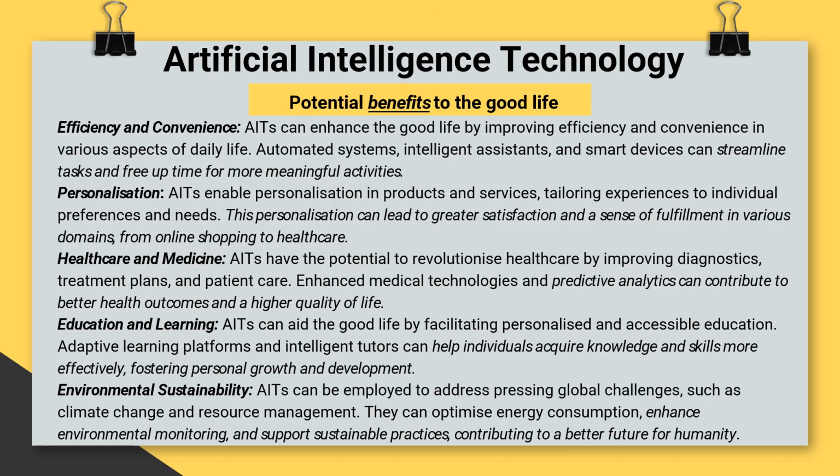What this leads into is our potential benefits. So ways in which it could help our good life is to do with the efficiency and convenience it offers. So streamlining tasks, think about automated systems, intelligent assistants, smart devices. All of these things free up so much time for more meaningful tasks and take away those annoying little moments of having to do some random thing.